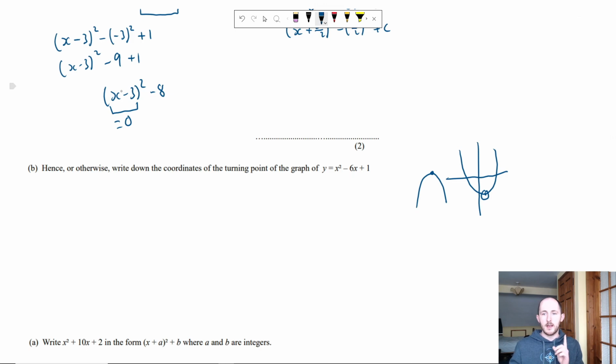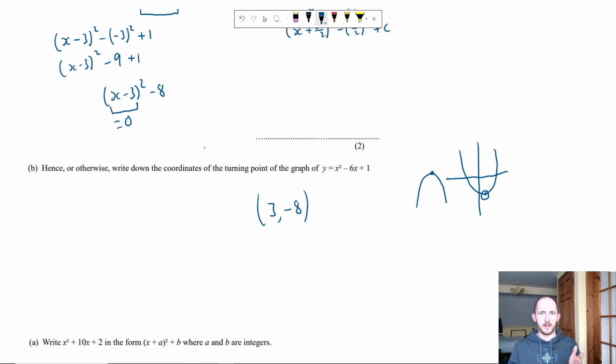So in other words, my x coordinate is however I can make this bracket equal to 0. This is always the case. And if you have a look, it will just be x is plus 3. Okay? So actually let's do it down here. Okay. And if I sub in x is 3, then I'm just left with minus 8. So I get 0 minus 8, which is minus 8.